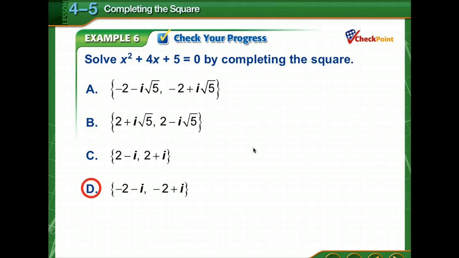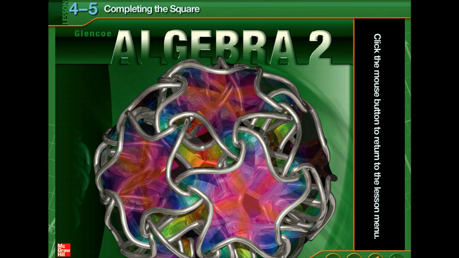Answer is D. So I'm going to subtract 5 from both sides, add 4 to both sides, so I have x plus 2 quantity squared is equal to negative 1. I'm then going to subtract 2 from both sides, so negative 2 plus or minus i. So negative 2 plus i, negative 2 minus i. All right, you're ready to begin your assignment.